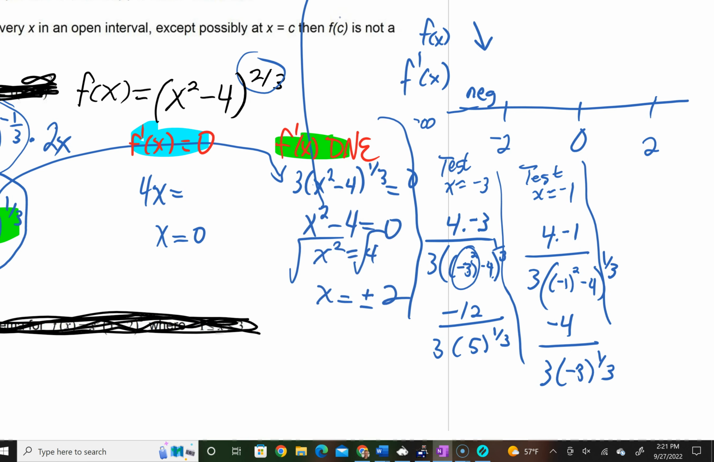So what am I getting at? Down here, this is a negative. Up on top, that's a negative. What's the overall sign? Positive. And then it's going up. Okay?